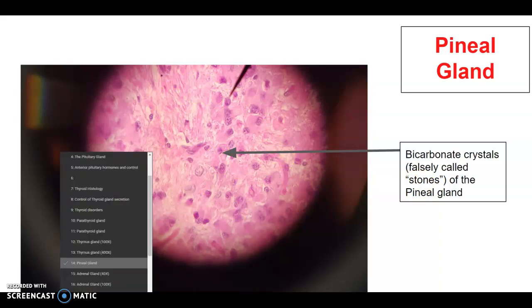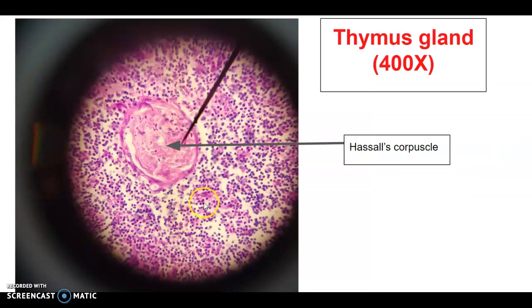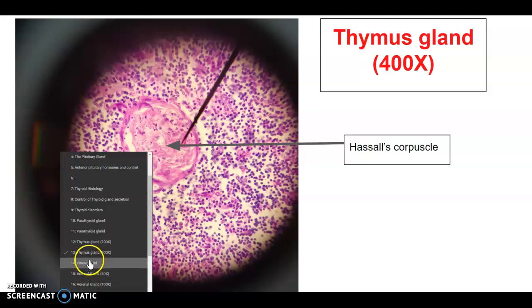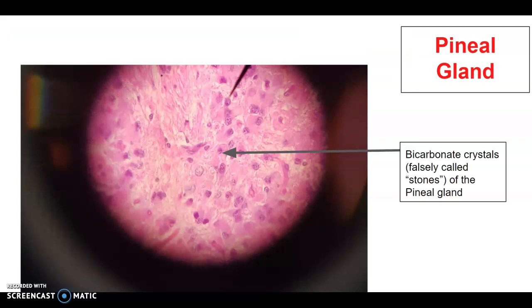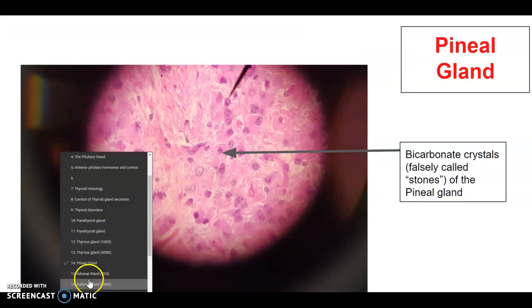Let me go back to the thymus because I forgot to tell you. If I remember, for every gland, you have to know the secretion. So you already know what hormone is produced by the thymus and its function. And the pineal gland, you also know the secretion, melatonin, and what its function is.